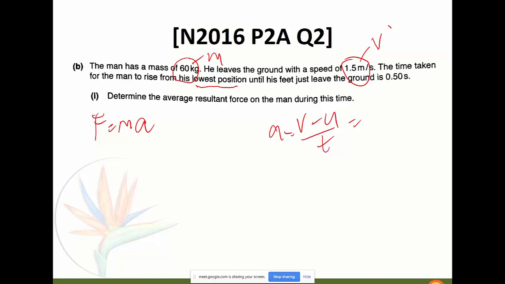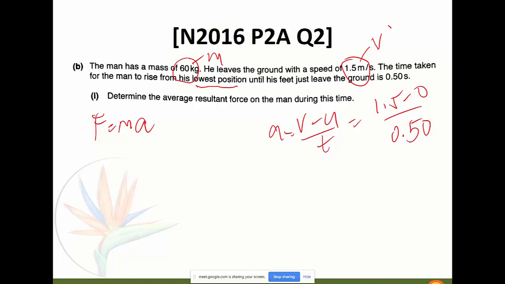Where is the at rest? I think the previous question says that it's at rest, right? Yeah, I thought I saw it at rest. Okay, so u equal to 1.5 minus 0 divided by 0.50.